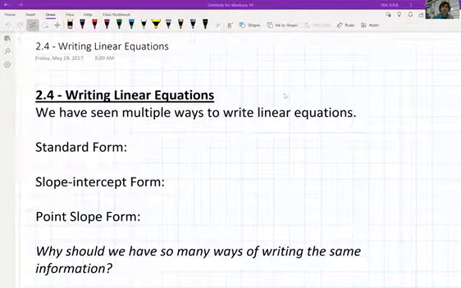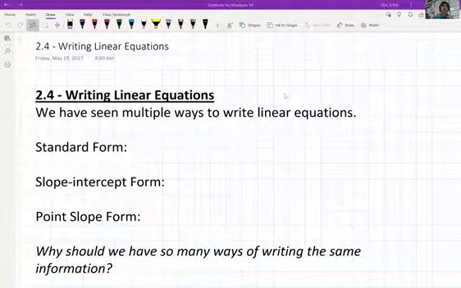Hey guys, Mr. Ye here, and today we are going to be covering section 2.4 from our textbook, which is kind of a nice recap of some topics we've already talked about, and an exercise in just algebraic manipulation of equations, converting from different forms whilst not changing the actual equation.